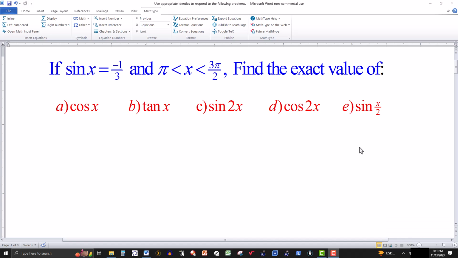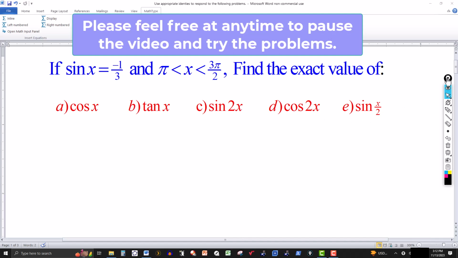In this video, we're given that the sine of x is equal to negative 1/3 and that x is greater than pi but less than 3 pi over 2. This tells me that the angle terminates in quadrant 3. And we want to find the exact value of cosine of x, tangent of x, sine of 2x, cosine of 2x, and sine of x over 2. So we're going to use some basic trigonometry along with some identities. Looks like we'll use a double angle identity, half angle.